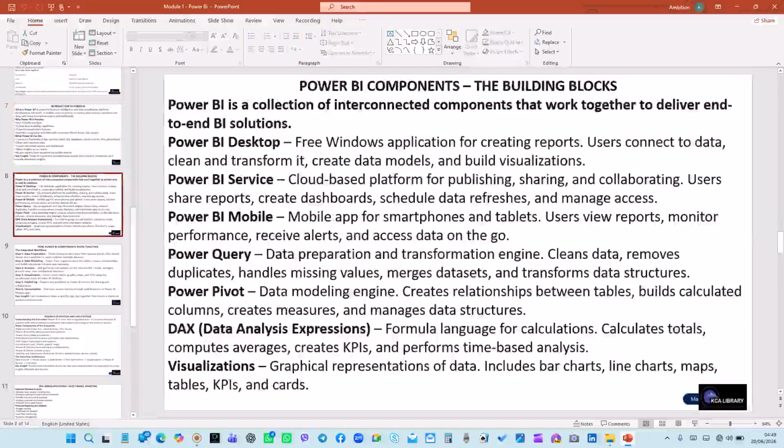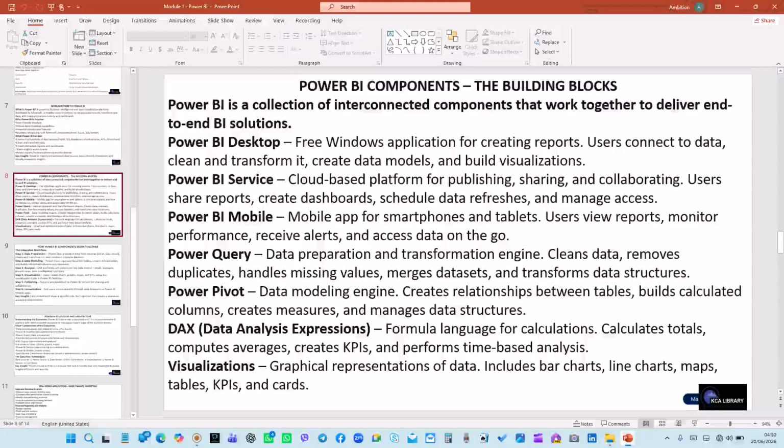Let us look at the components of Power BI, that is, the building blocks. Power BI is a collection of interconnected components that work together to deliver end-to-end business intelligence solutions. We have different components. We have Power BI Desktop, which is the free Windows application used for creating reports. Now we have Power BI Service, which is the cloud-based platform for publishing, sharing, and collaborating. We have Power BI Mobile, which is the mobile app for smartphones and tablets.